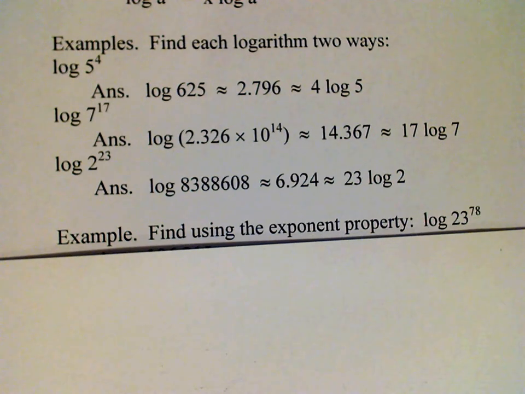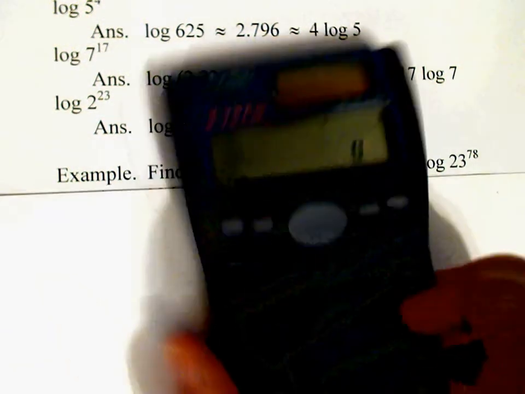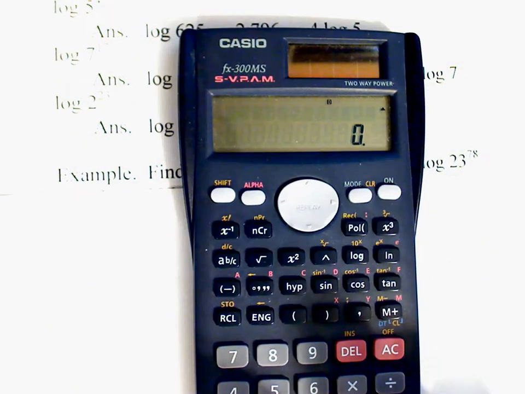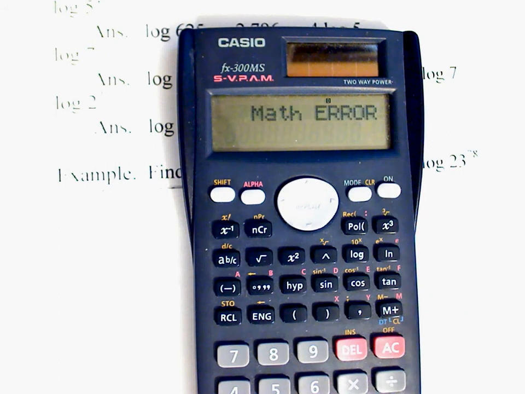Now let's look at this one. 23 to the 78th power. My calculator will choke if I try to compute 23 to the 78th power. Let me show you. 23 raised to the 78th power. I got an error. Calculator can't go that high. And probably on your calculator you'll get a similar error.